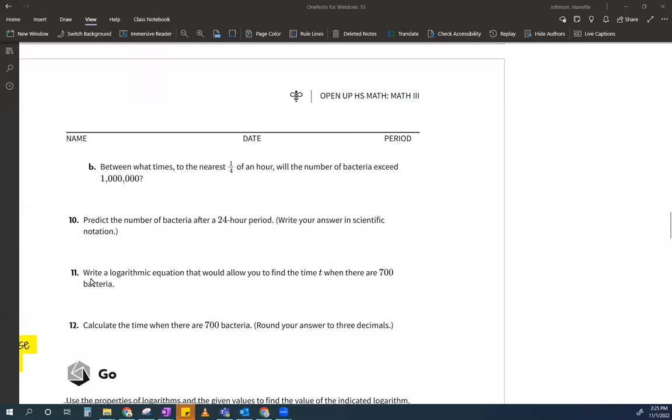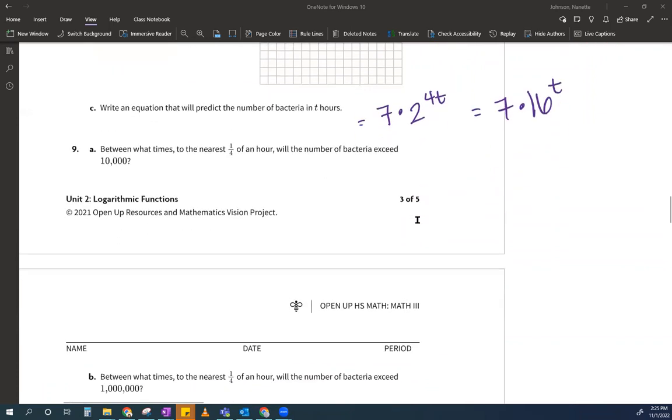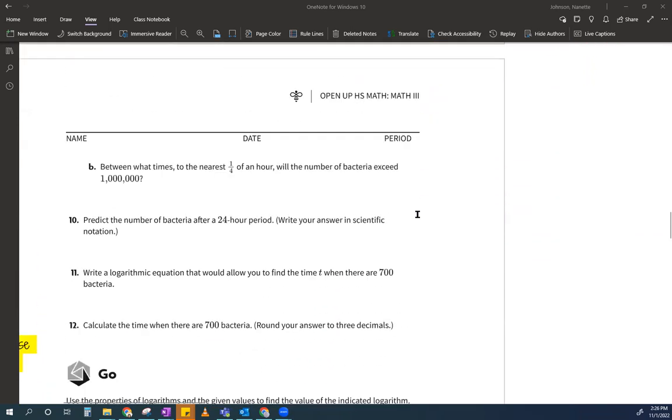Okay, so this is 2.7, 11, and 12. If you watch the video from earlier, it was a really hard video, but here's our equation. They gave it, and we figured out that it was 7 times 16 to the t, or 7 times 2 to the 4t, whichever one you want to use. This one looks less intimidating to me, so I'm probably going to use this one because this is the one that made sense to me. So I'm going to bring that equation over here.